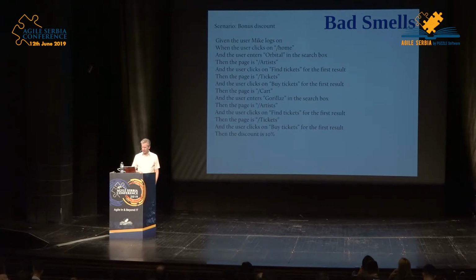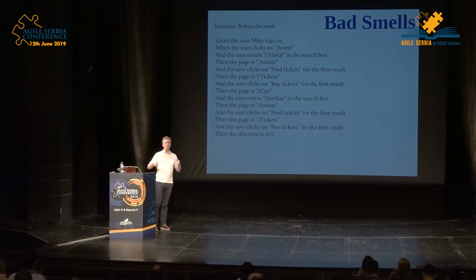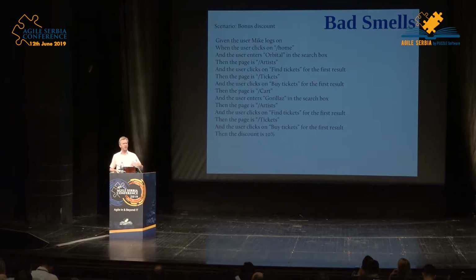The page is cart. He enters gorillas. The page is artists. So a lot of typey clicky, I would describe this as. This is going through the sequence of events in the UI to be able to get to something that at the end, magically, a discount of 10% is applied. So like the previous problem, we've got no description of the rules.